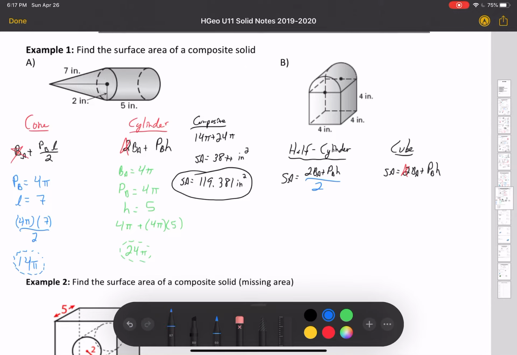So for the half cylinder, the area of the base, the radius is 2. So the area of the base is 4 pi. Perimeter of the base is 2 pi r, which is going to be 4 pi. And the height of that cylinder is 4. So if I plug this in to find surface area, 2 times the area of the base, which is 4 pi, plus perimeter of the base, which is 4 pi, times height, which is 4, divided by 2. That's going to give me 12 pi.